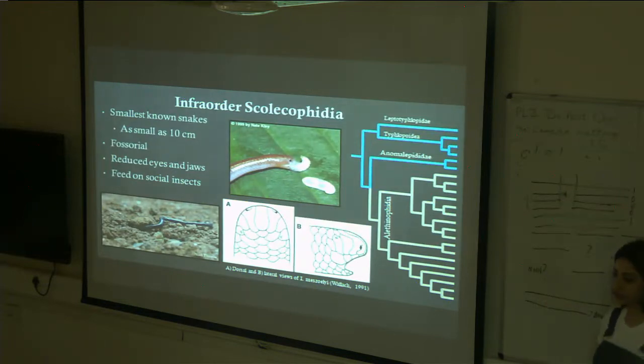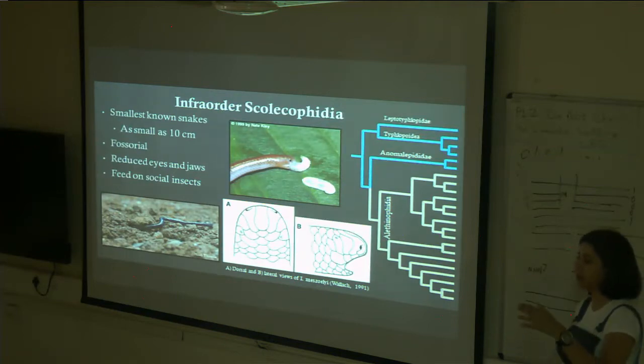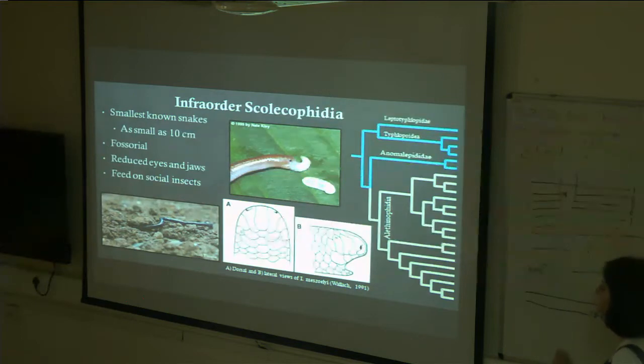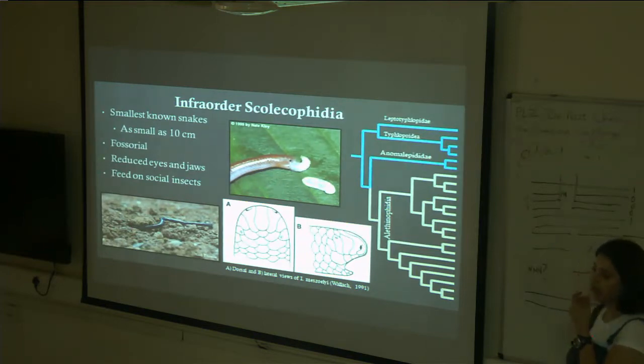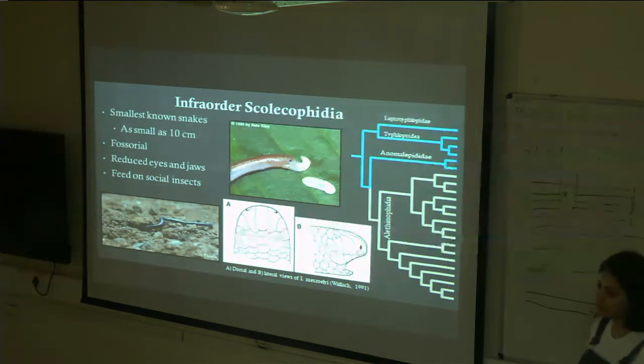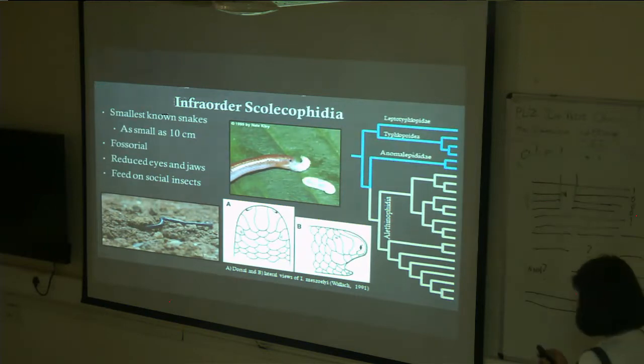The smallest is 10 centimeters. They grow up to around a foot. They're all fossorial. They have reduced eyes, so the scales cover their eyes, and they also have only rods in their eyes. They don't have cones. And their jaws are also reduced. From this you can see that the bones are all fused together. They eat larvae of ants and termites, so they don't really need huge jaws. They're also non-venomous. Most of them don't have teeth or have 1 or 2 teeth in the lower jaw. But that generally sums up the characteristics of this infraorder.